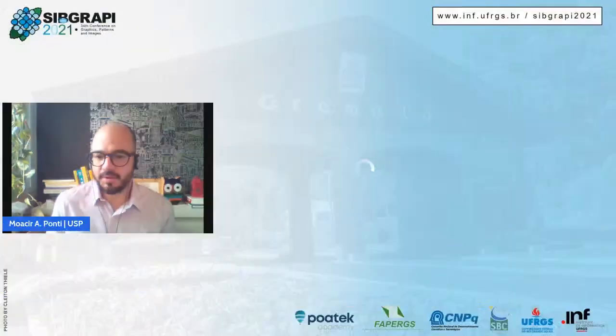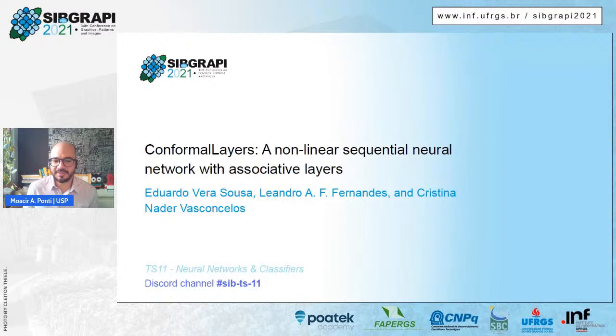All right, so now we have the second paper for this session, and I would like to ask the people in our audience at YouTube to send us the questions right away. You don't have to wait for the video to end, since we have a little bit of delay from the studio to the YouTube channel. So the next paper will be Conformal Layers, a nonlinear sequential neural network with associative layers. The presenter will be Eduardo Vera Souza.